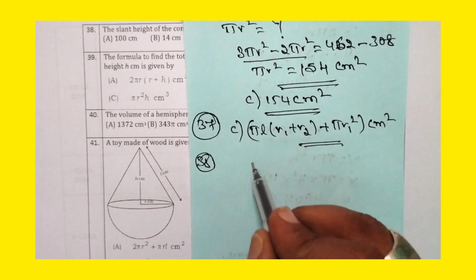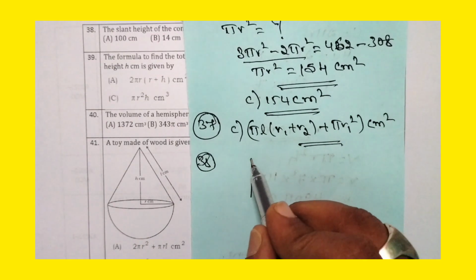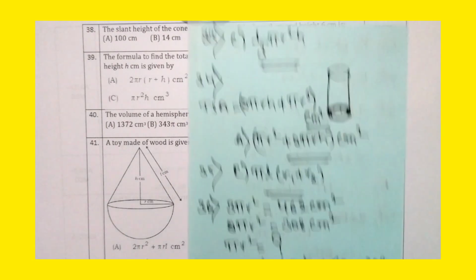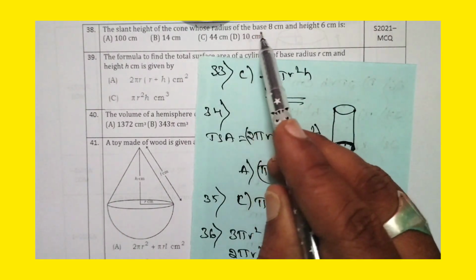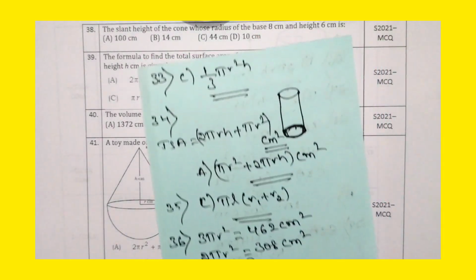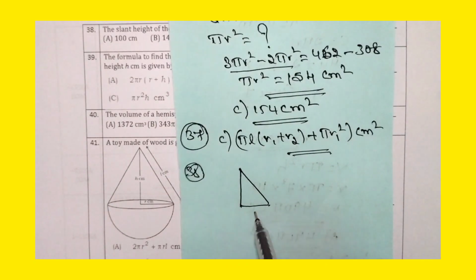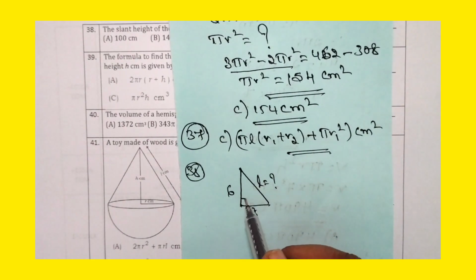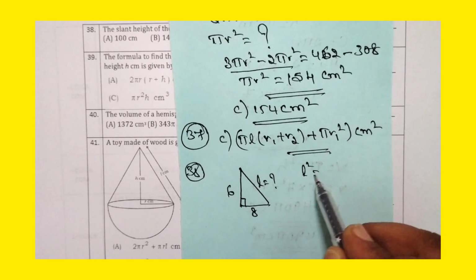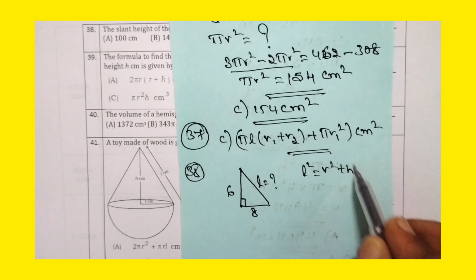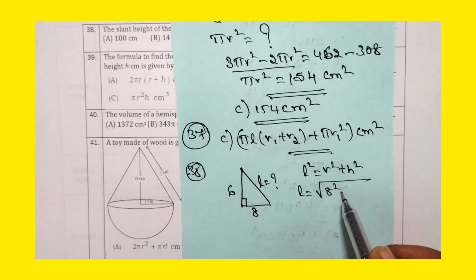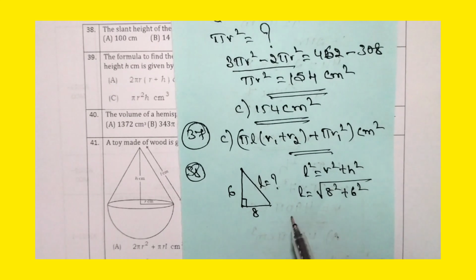So this is the height of a cone, this is the slant height, and this is the radius. What they have given: the radius of the base is 8 and the height is 6. So the slant height is equal to question mark. Now L square is equal to R square plus H square. L is equal to square root of R square, which is 8 square, and H square, which is 6 square.